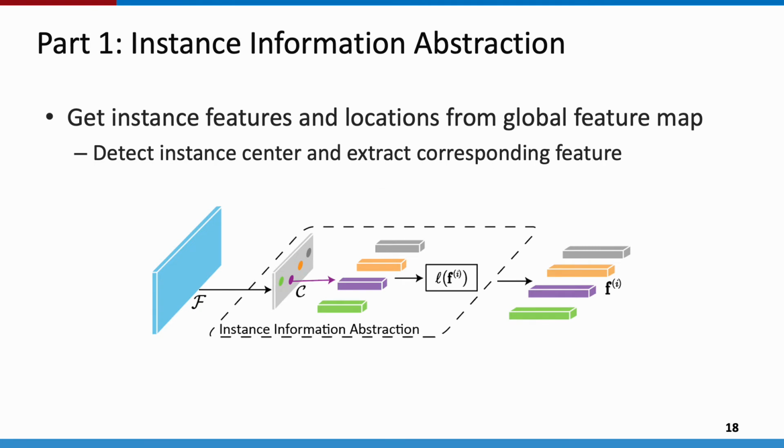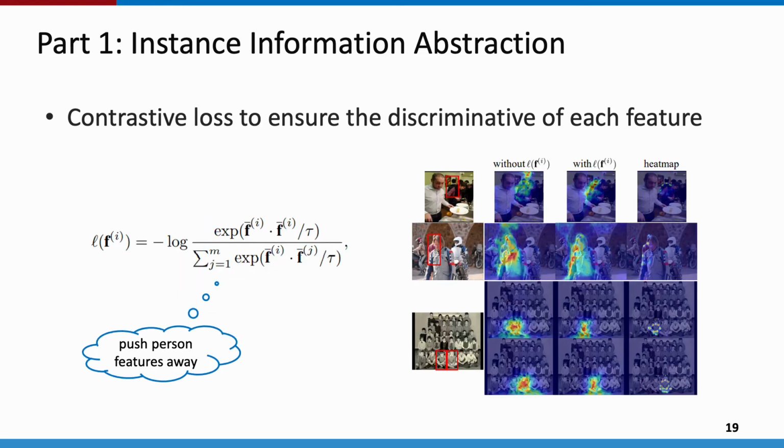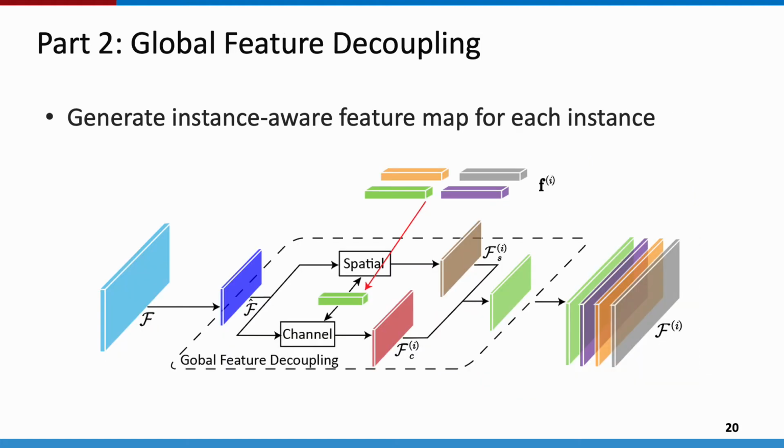So let's look at the first module. We extract features and locations by detecting the person center points. To ensure the discriminative power of person features to separate persons, we propose a contrastive loss that pushes all person features in an image away from each other. The right figure shows that with such loss, we can separate persons even when they share similar appearance.